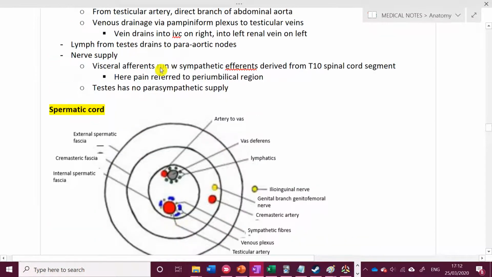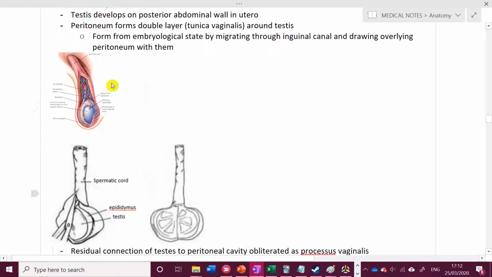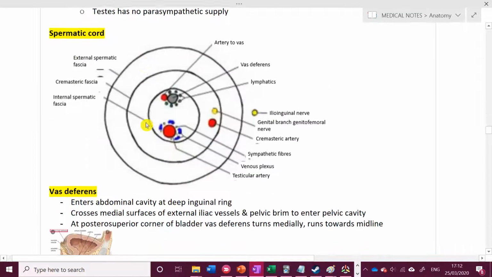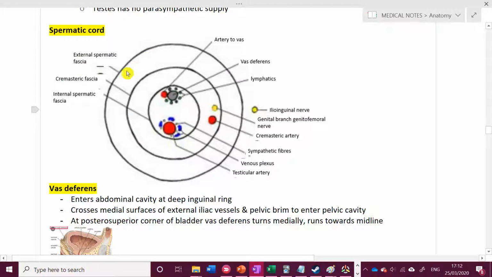The spermatic cord, as we saw here, this is just a cross-section of the spermatic cord. So we have 3 layers of fascia. We have the internal spermatic fascia, the cremasteric fascia, and the external spermatic fascia on the very outside. On the very inside, we have the artery to the vas deferens, and the lymphatics surrounding it. We have the testicular artery, the venous plexus surrounding the testicular artery, and sympathetic fibers as well.